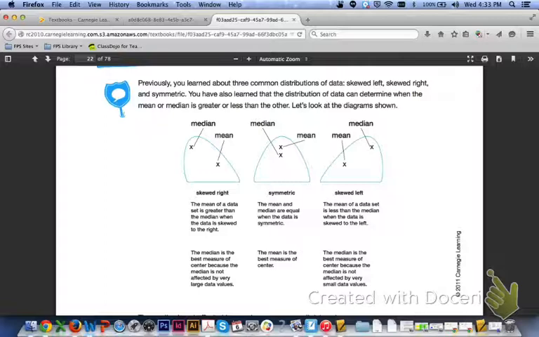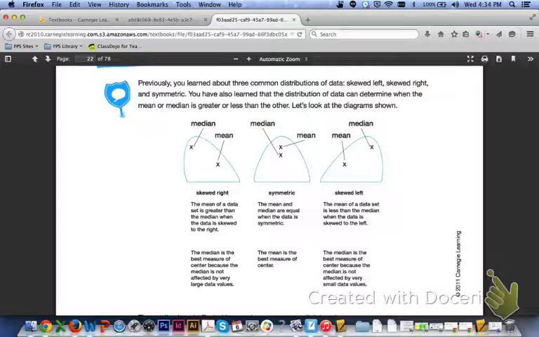In a symmetric graph, the mean and median are equal, and we had some examples like that today where we saw how the mean and the median were equal when we had symmetric graphs. In this case, the mean could be the best measure of center. I guess you could really go either way, but the mean would give you that average.